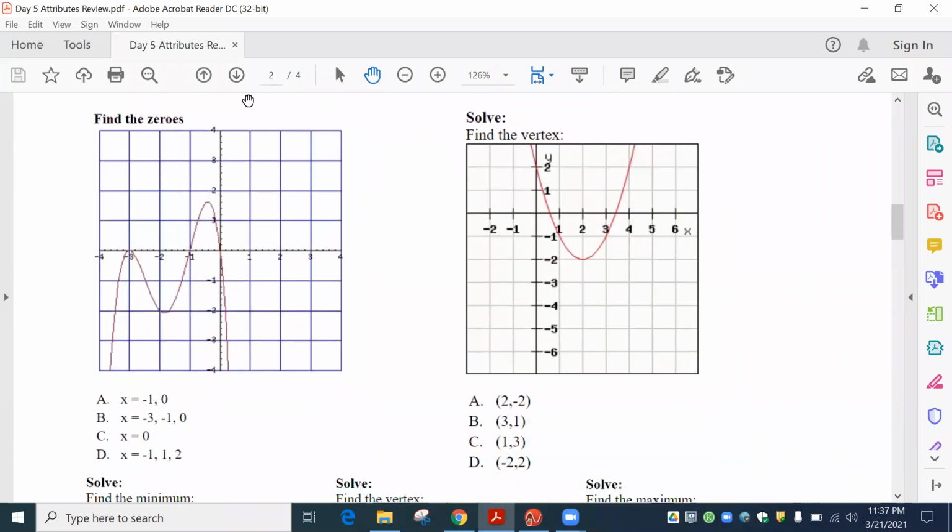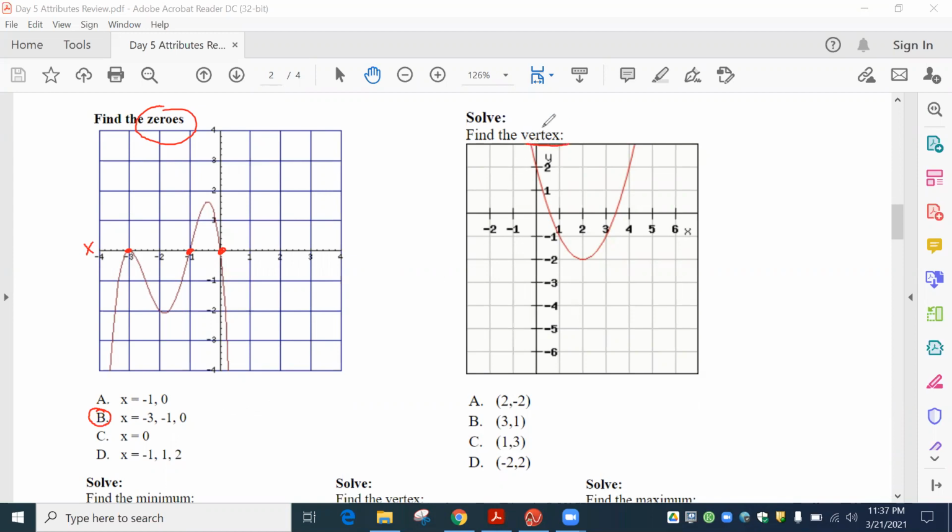So once again, keyword here is zeros. So zeros are where it touches the x-axis. It barely touches there, there, and there. So -3, and this is the x-axis, by the way. -3, -1, and 0. So that would be B.